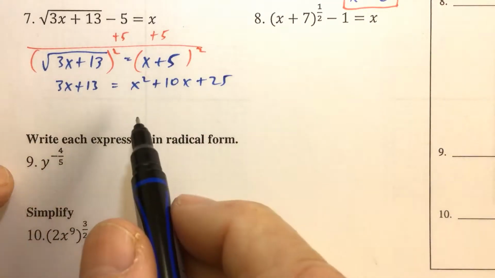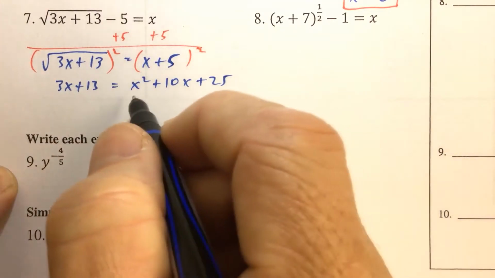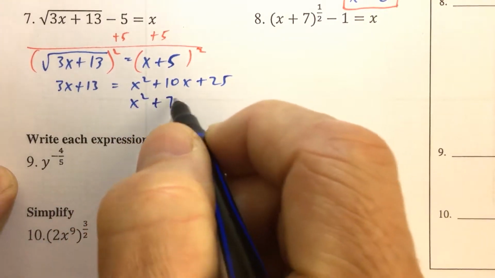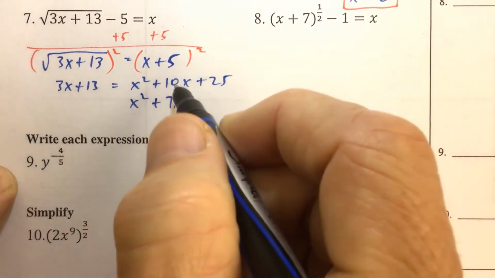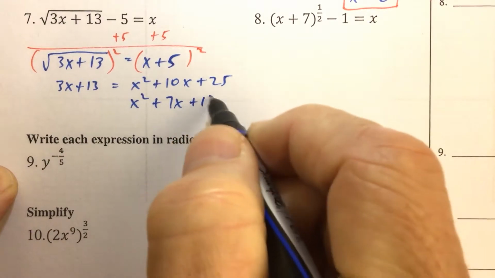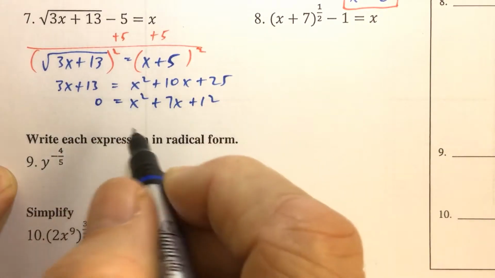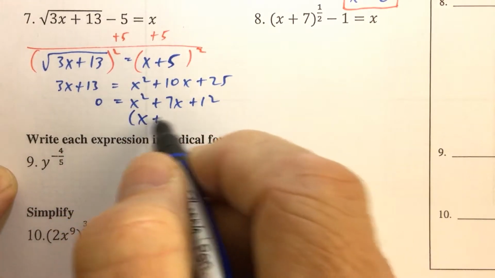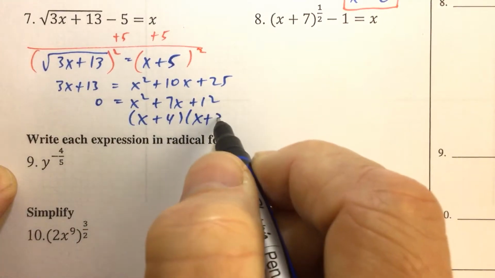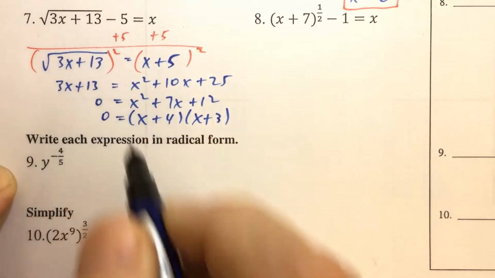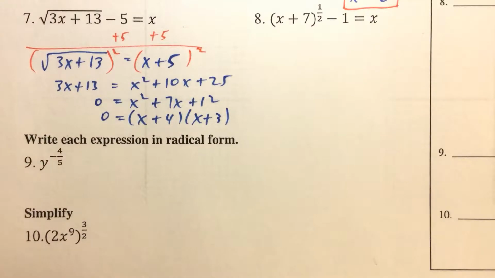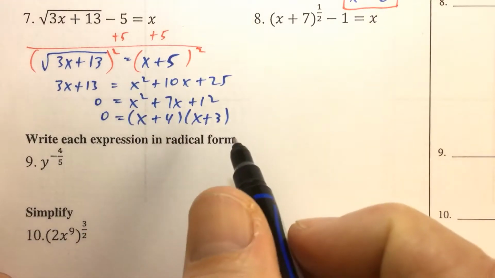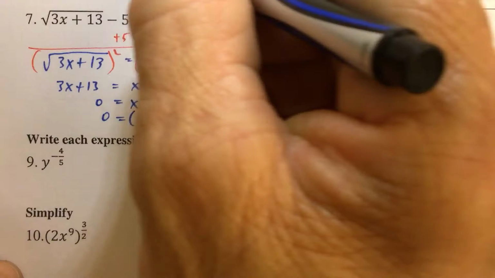So gathering all the terms to one side, we're going to subtract 3x from both sides. This gives us 7x on the right. Subtracting 13 gives us plus 12 on the right side. So if we factor the right side, x plus 4, x plus 3, well, there's not a lot of room for this one. We're going to find that we get x equals negative 3 and x equals negative 4.